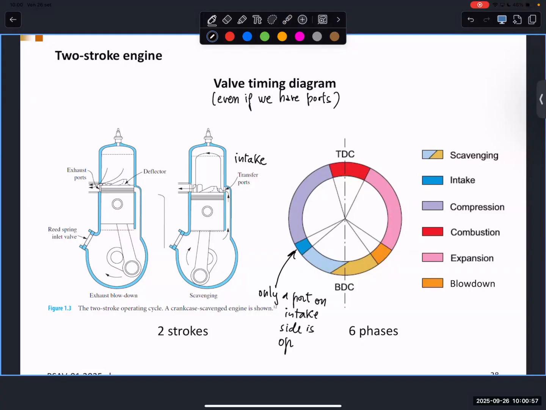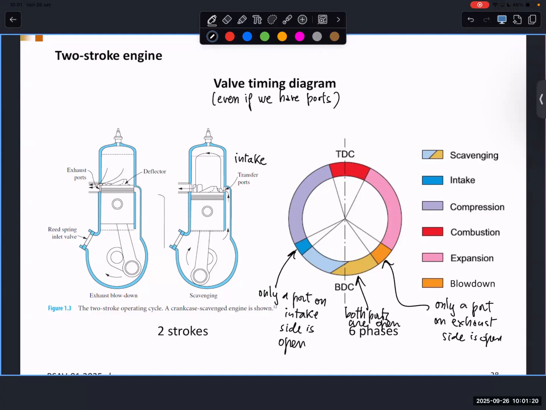Here we can consider that only a port, independently of the name, on the exhaust side is open. Here, both ports are open during the scavenging process. In fact, here you have a big color just to show that something exhaust is going out and something fresh is going in. So two colors, similar to the preceding or the following phase.